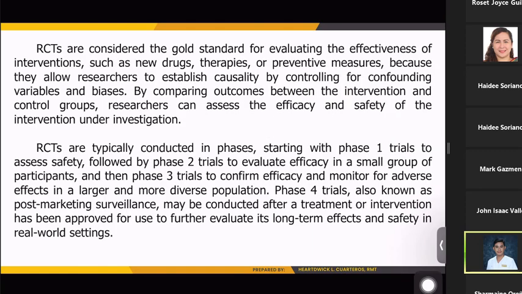So, your RCTs are considered as the gold standard, pakitandaan po, for evaluation of the effectiveness of interventions such as new drugs, therapies, and preventive measures, because this allows the researchers or the epidemiologists to establish causality by controlling confounding variables and biases. Okay? They know guys, hindi kagaya nung dun sa may observational natin, pwedeng magkakaroon pa rin ng biases dyan.